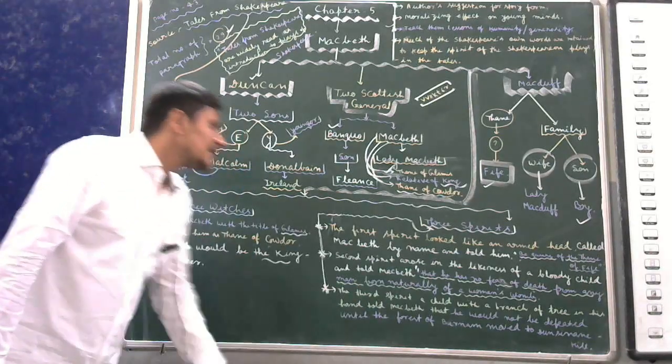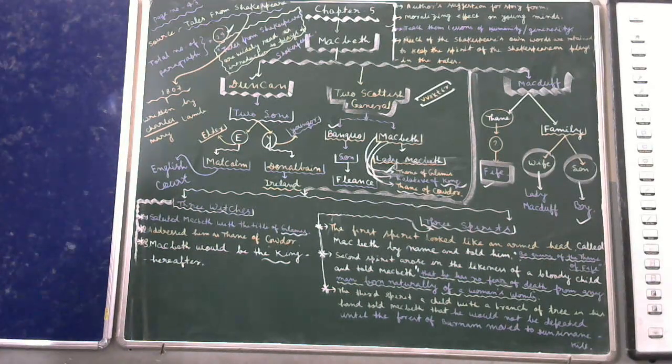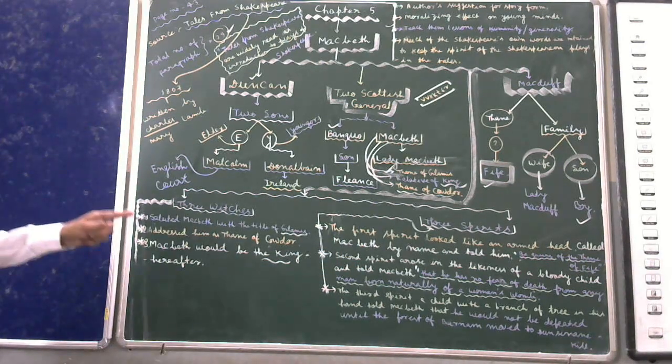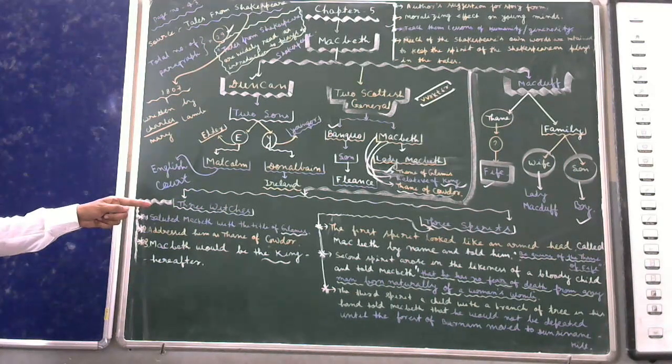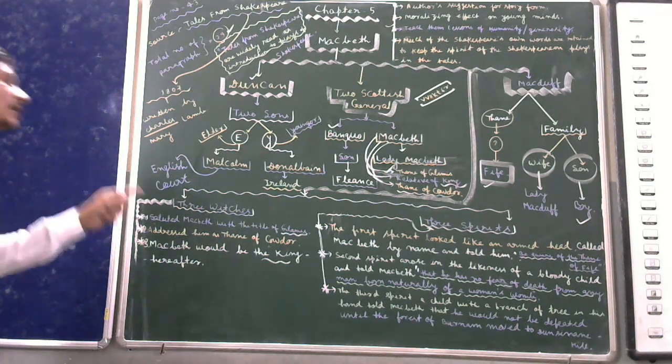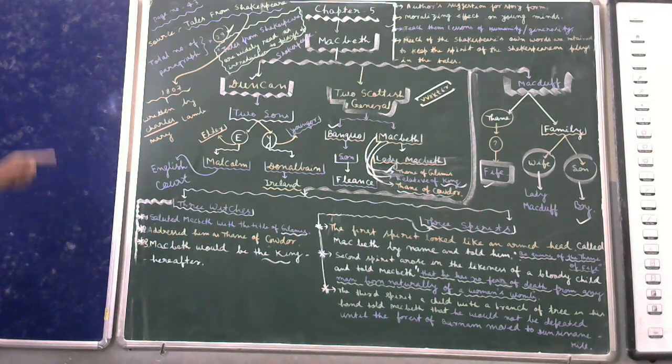Told Macbeth that he has no fear of death from any man born naturally of a woman's womb. Please mind it. That means no man who has taken birth in a natural way from his mother's womb can kill Macbeth. It means that the person who has taken a magical birth can kill Macbeth.